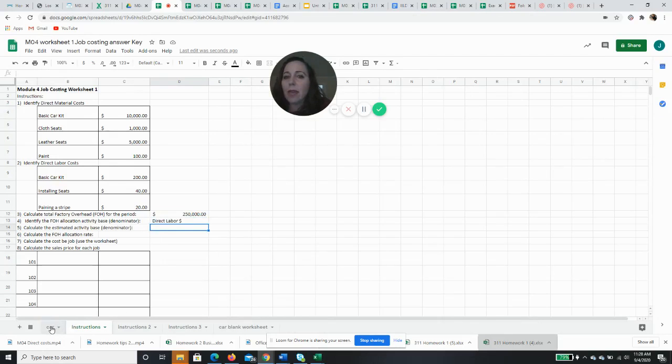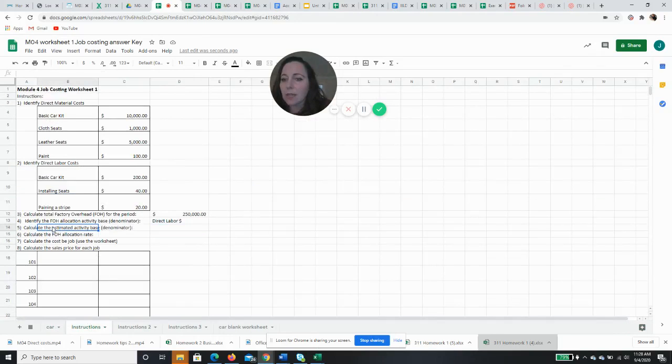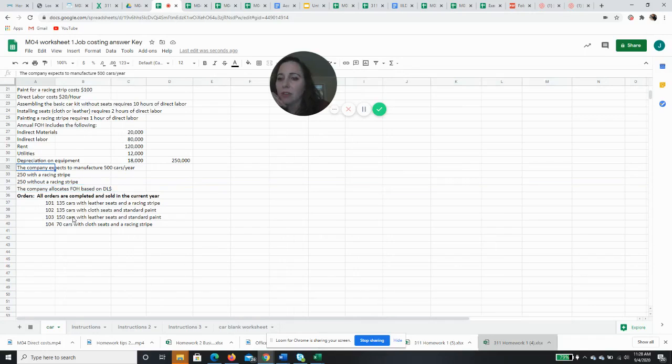All right, so then the next thing we need to do is calculate the estimated activity base, or the denominator. All right, this is going to get a little tricky. It doesn't tell us exactly how many direct labor dollars we expect to use, but it does tell us what we expect to manufacture. And we expect to manufacture 500 cars a year, 250 with the racing stripe and 250 without.